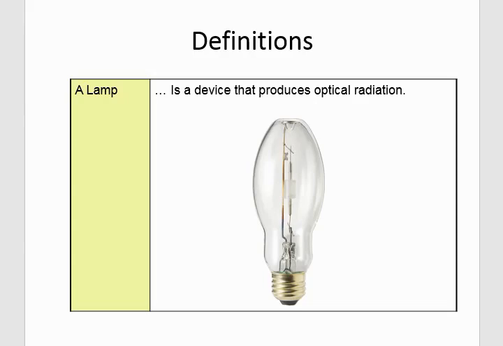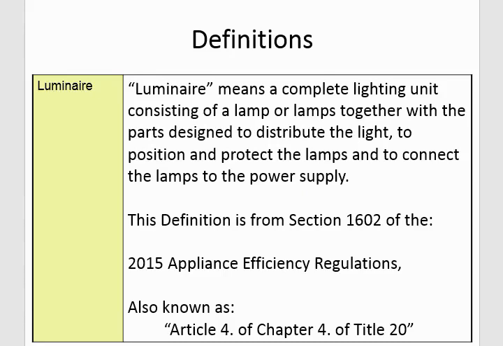A lamp produces electric illumination if it is installed in a luminaire. Here's a definition of a luminaire from the code. We will feel free to refer to the 2015 Appliance Efficiency Regulations as Title 20 in this course, as this code document is contained within Title 20 and is referred to throughout the 2016 Building Energy Efficiency Standards as, quote, the Title 20 Appliance Efficiency Regulations, also known as Article 4 of Chapter 4 of Title 20.